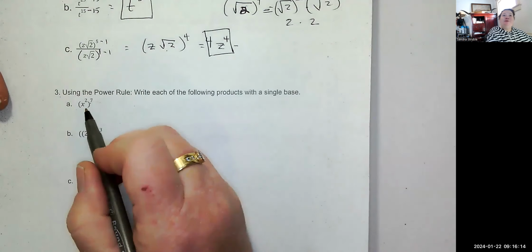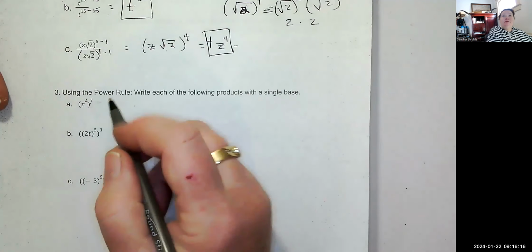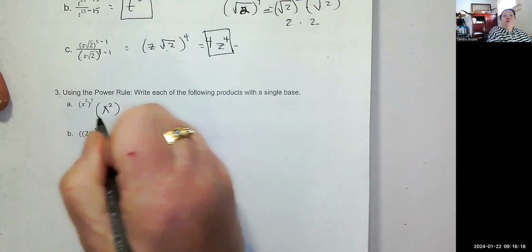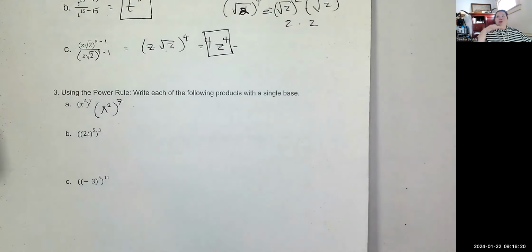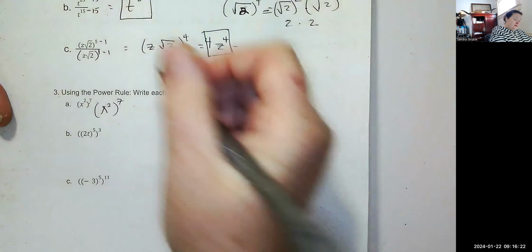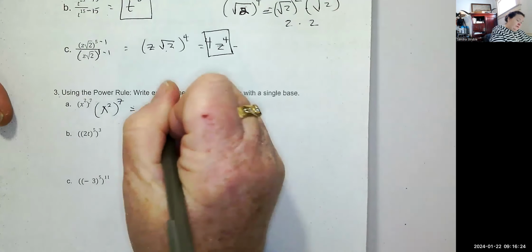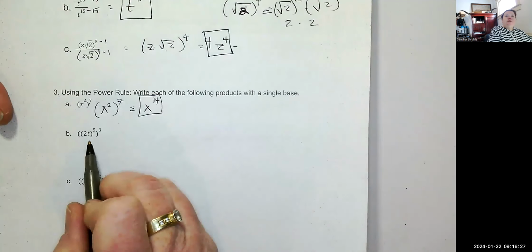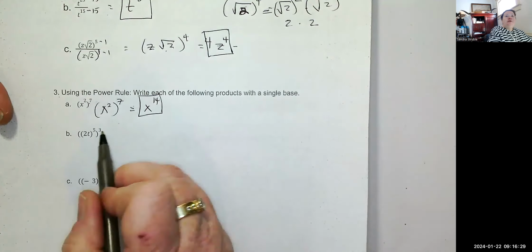All right, using the power rule, write each of the following products with a base. When you have an exponent raised to an exponent, so we've got x squared raised to the 7th power, you multiply your exponents. So that becomes x to the 14th. 2t to the 5th, and all of that to the 3rd.